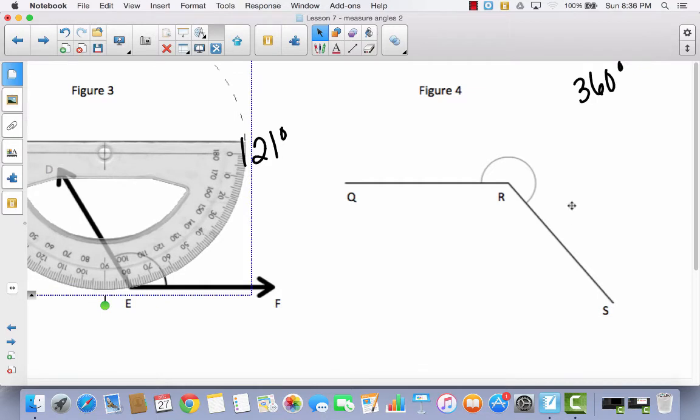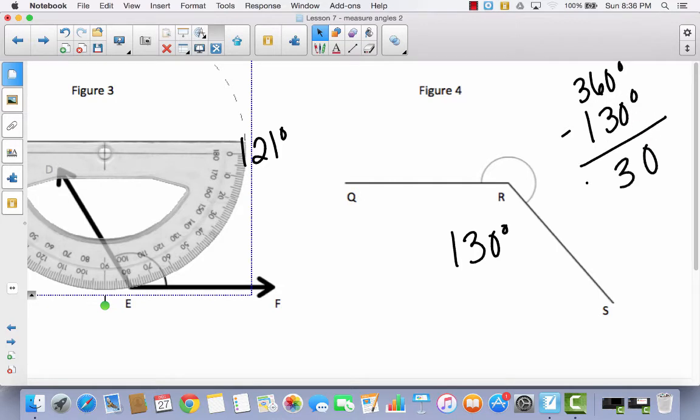If QRS is 130 degrees and the entire circle is 360 degrees, what does this have to be? Well, this has to be whatever 360 minus 130 degrees equals, which would be 230 degrees. So angle QRS, this side, would be 230 degrees. Okay, and if that's a little bit confusing to you right now, that's okay. This is just your practice set, and we're going to work on this just a little bit more as we get into the lesson a little bit deeper.